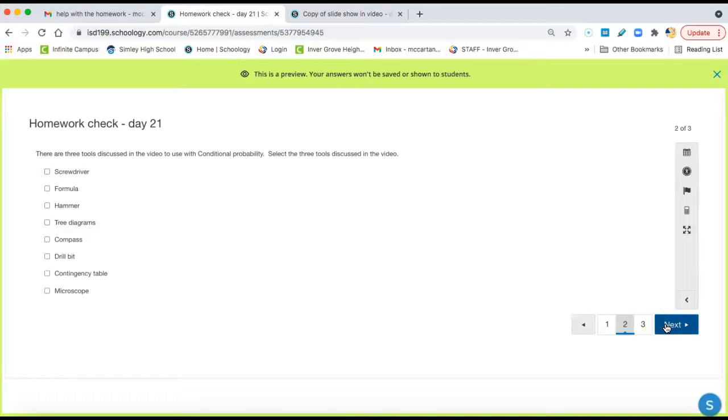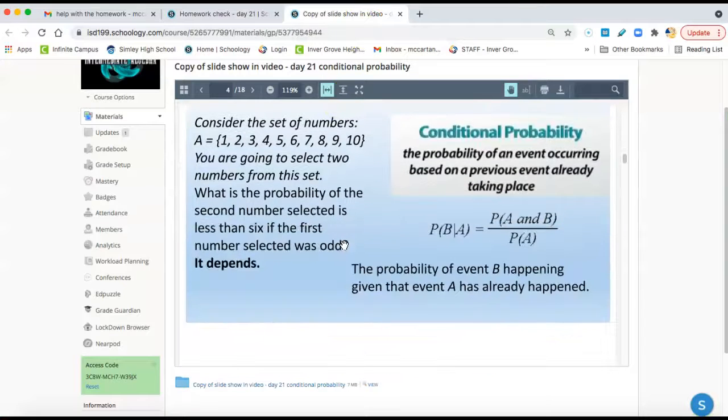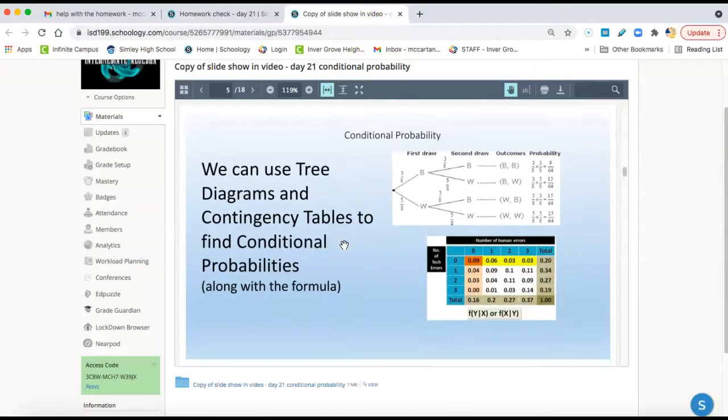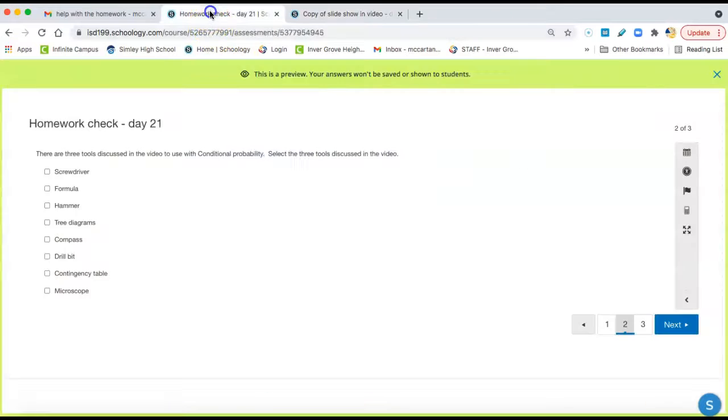All right, three tools we discussed in the video. I think they're right here. Okay, so we use tree diagrams, contingency tables, and the formula to find conditional probabilities. And again, it's not a screwdriver, it's not a hammer, it's not a compass, it's not a drill bit, and it's not a microscope. All right, so I just gave you all the wrong answers.